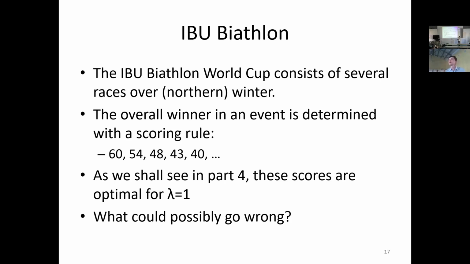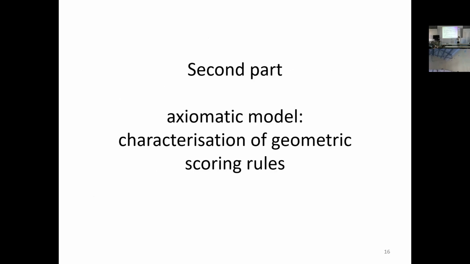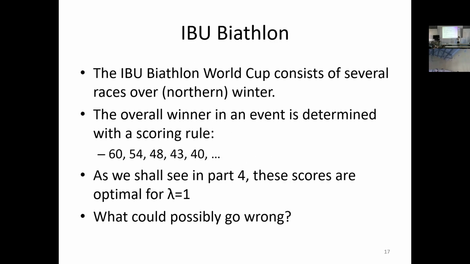The main event in the sport is the IBU Biathlon World Cup, which takes place over the northern winter every year, so roughly from December to March. The sport consists of several categories, and each category of several races. And within a category, the winner is chosen with a scoring rule. So if you come first, you get 60 points, second 54, and so on.